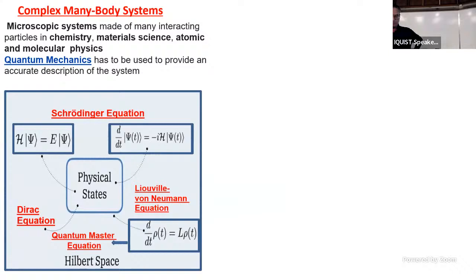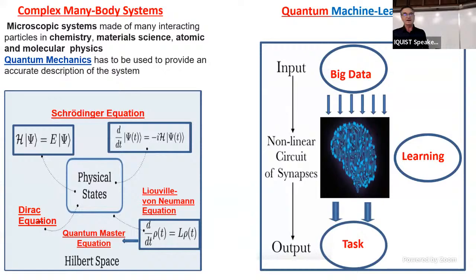Now, the machine learning. If you look at the classical machine learning, you have big data, and then you have what we call the algorithms. This is the machine, and here we have the classical processor. And the idea is for the processor to learn correlations in the data here in order to predict a task at the end here.